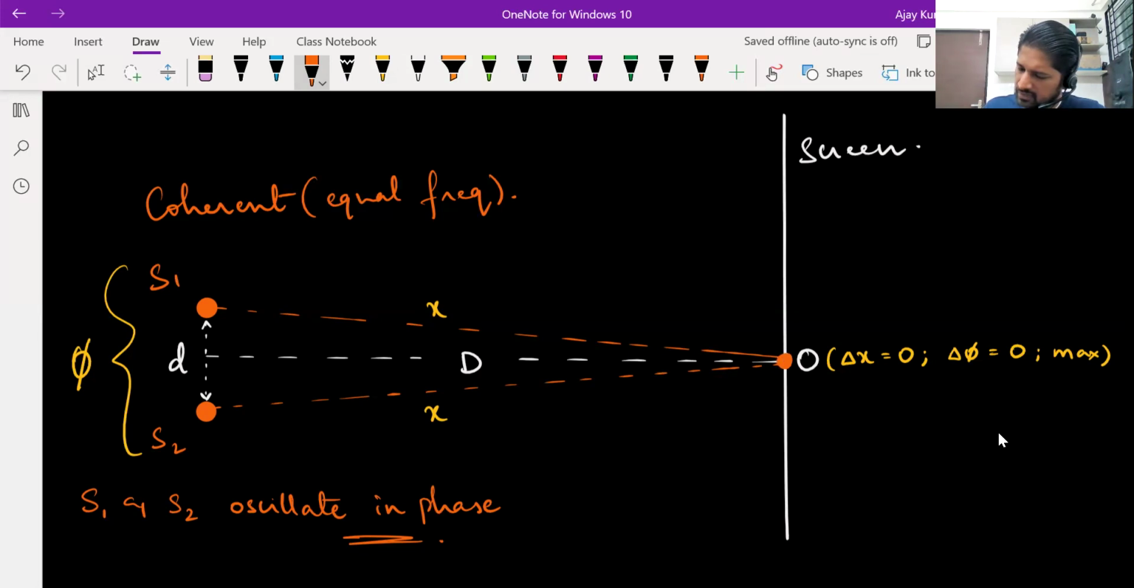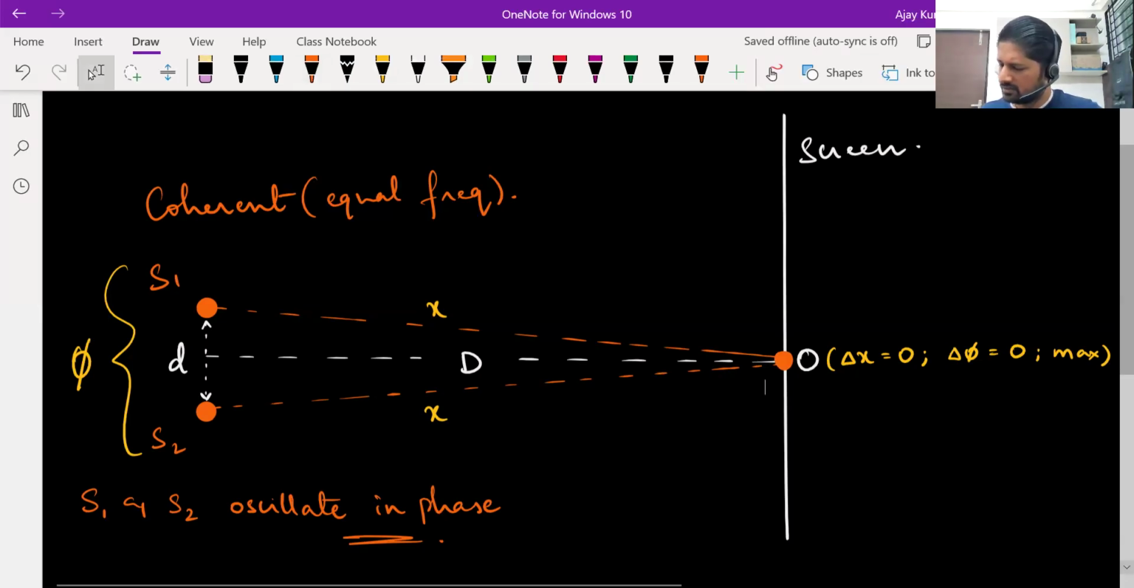Okay, we considered two sources of orange light. Okay, orange colored light. You could have taken red also, that's fine. Just on black, orange will be better seen. So if the sources emit orange light, then you will see a bright orange spot at the point O.